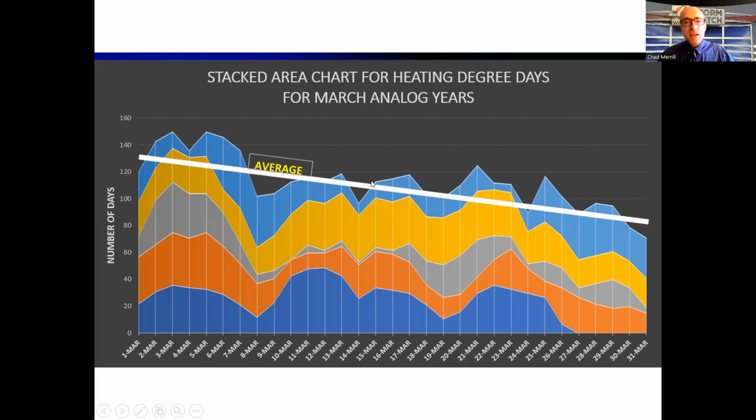So if you look at the baseline here and the number of heating degree days, we're actually in check for most of the month. There's a couple of little minor spikes, but what this shows me is that there's not going to be a strain on your electric bill to heat your house during the month of March.